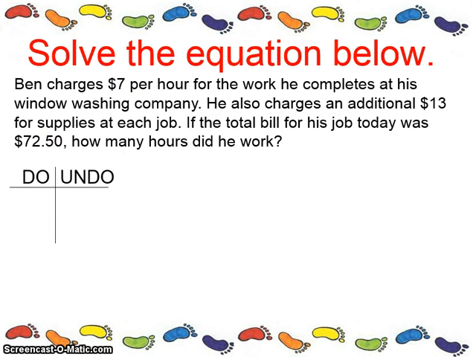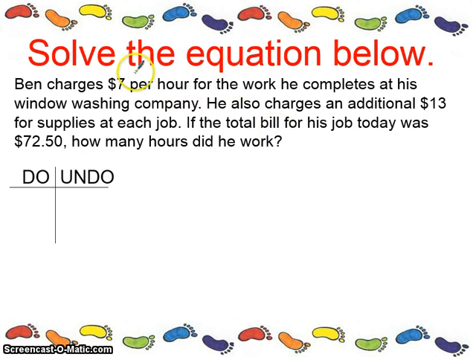So let's look at an example. This is a real-world example, and it does not contain the equation that we need, so we will have to write the equation first, then solve it. It reads, Ben charges $7 per hour for the work he completes at his window washing company. He also charges an additional $13 for supplies at each job. If the total bill for his job today was $72.50, how many hours did he work?